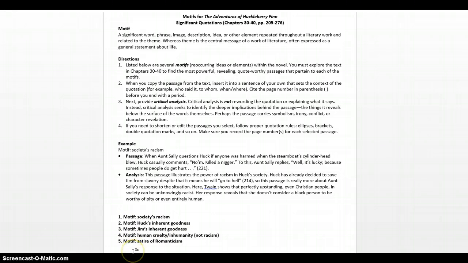The first motif would be society is racism. This is talking about society as a whole. You may look for an entire group or one person who represents society. It asks about Huck's inherent goodness. So when does Huck make a decision that shows that he is good at heart and has morals that are important to him? Then Jim's inherent goodness, and this is pretty evident throughout the story.